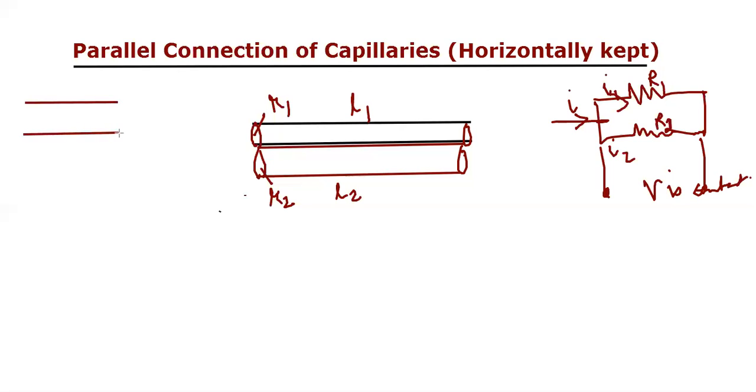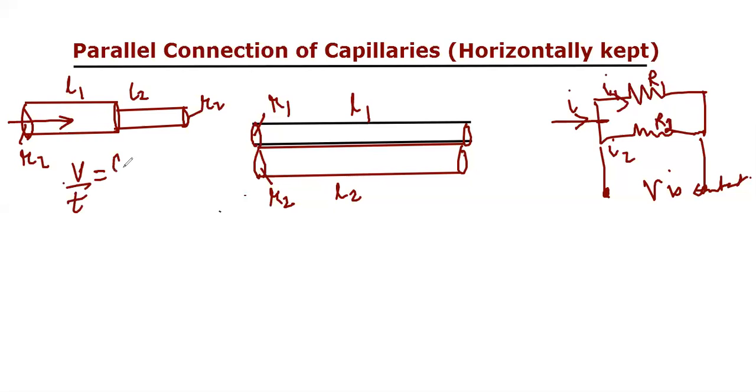You remember that whenever the connection of these capillaries was in series like this, at that time I told you, whenever the capillaries are connected in series, you can consider two capillaries like this, connected in series. Of course, I am drawing the capillaries of different length and different cross-sectional area. Suppose this is R2 and this is R1. So always remember, whenever the capillaries are connected in series, the volume flow per unit time is constant.